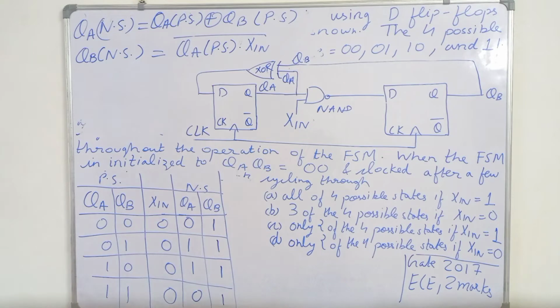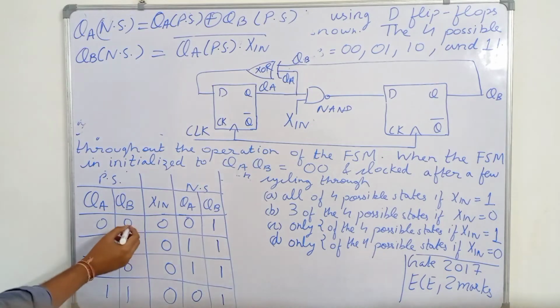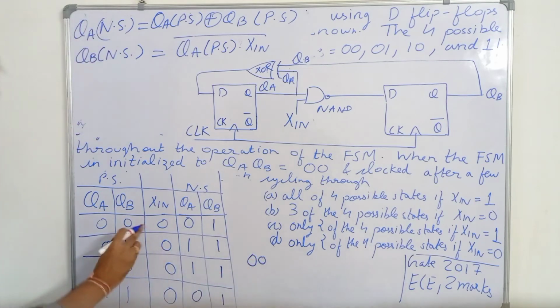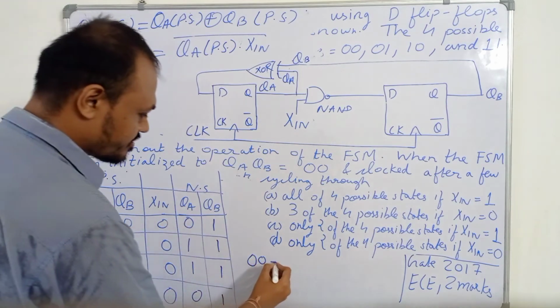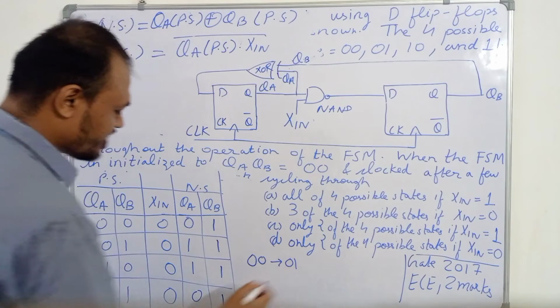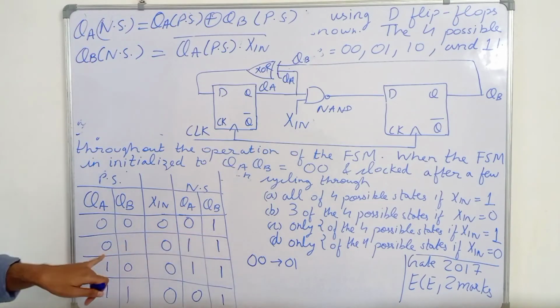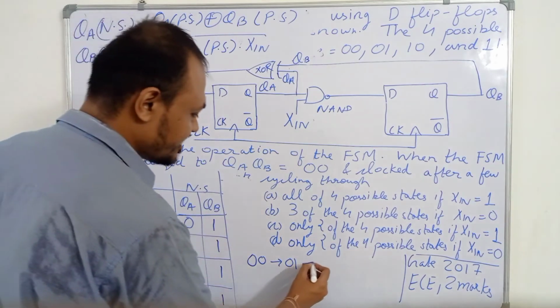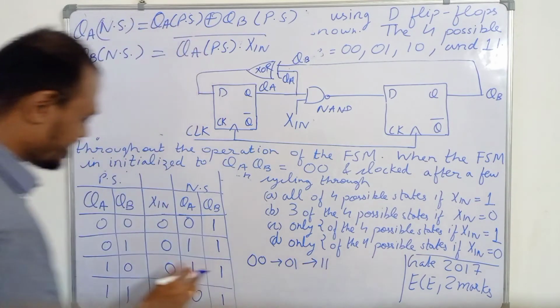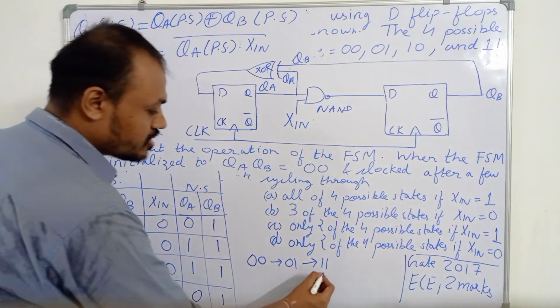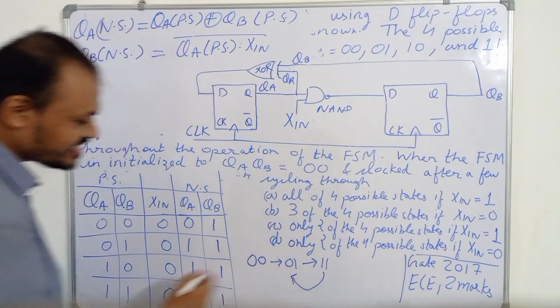If you see here, if the initial state is 0 0, the next state can be 0 1. So the initial state is 0 0, the next state is 0 1. Then when the initial state is 0 1, the next state is 1 1. Then the initial state is 1 1, the next state is 0 1. So again after 1 1, the next state is 0 1.